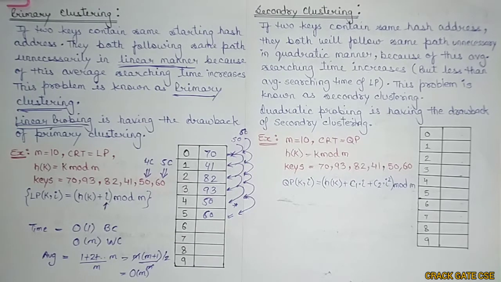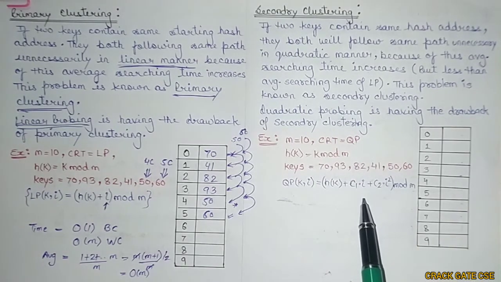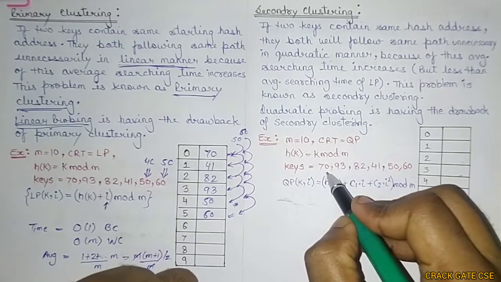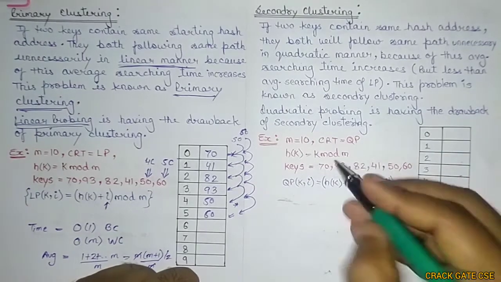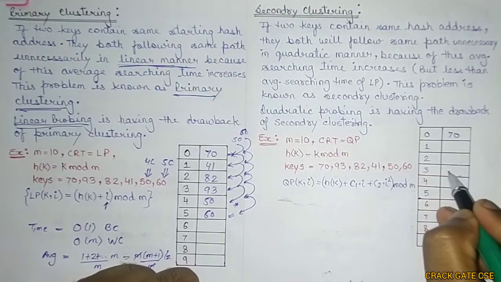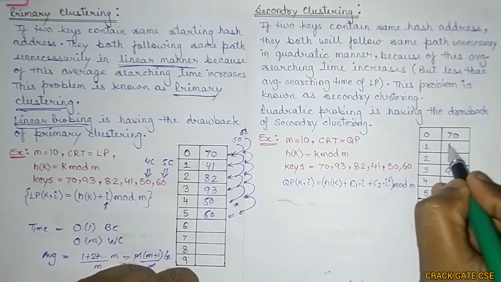Right? So if we are moving on to quadratic probing, whether this problem has been resolved or not, let's check. So this is the same example. Now I will try to solve it using the quadratic probing method. So again let's start with 70. For 70 there will be no conflict because no such element is here. So 70 will be here, 93 will be here, 82 will be here, and 41 will be here.